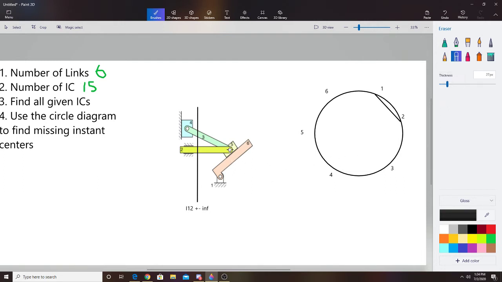At the slider, so right here, right? Is that what you're talking about? Yep.